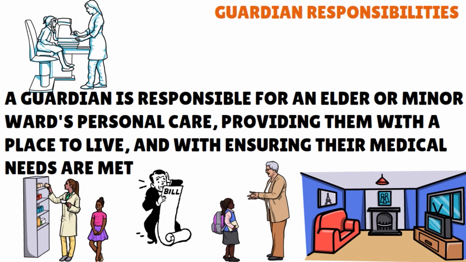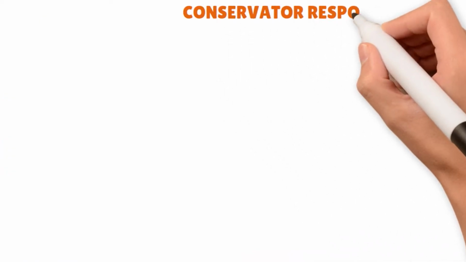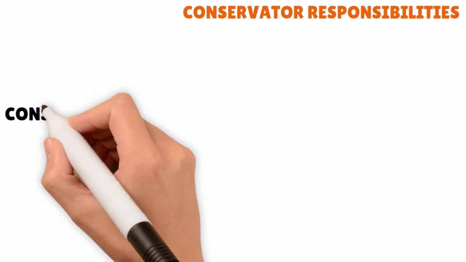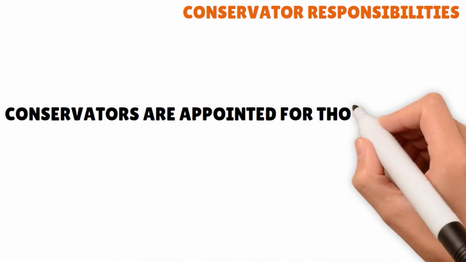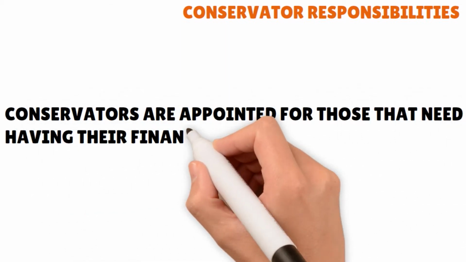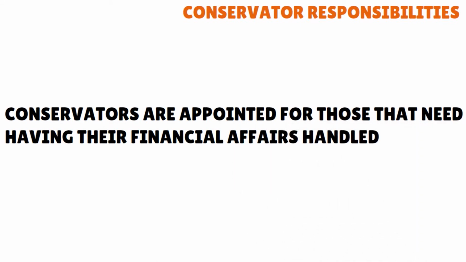So generally, the guideline of income or benefits of $24,000 per year is used to establish whether a person needs a guardian or a conservator. Conservators are used when wards have more financial holdings. So let's talk about conservator responsibilities here. Conservators are appointed for those that need to have their financial affairs handled. In other words, people who are rich.